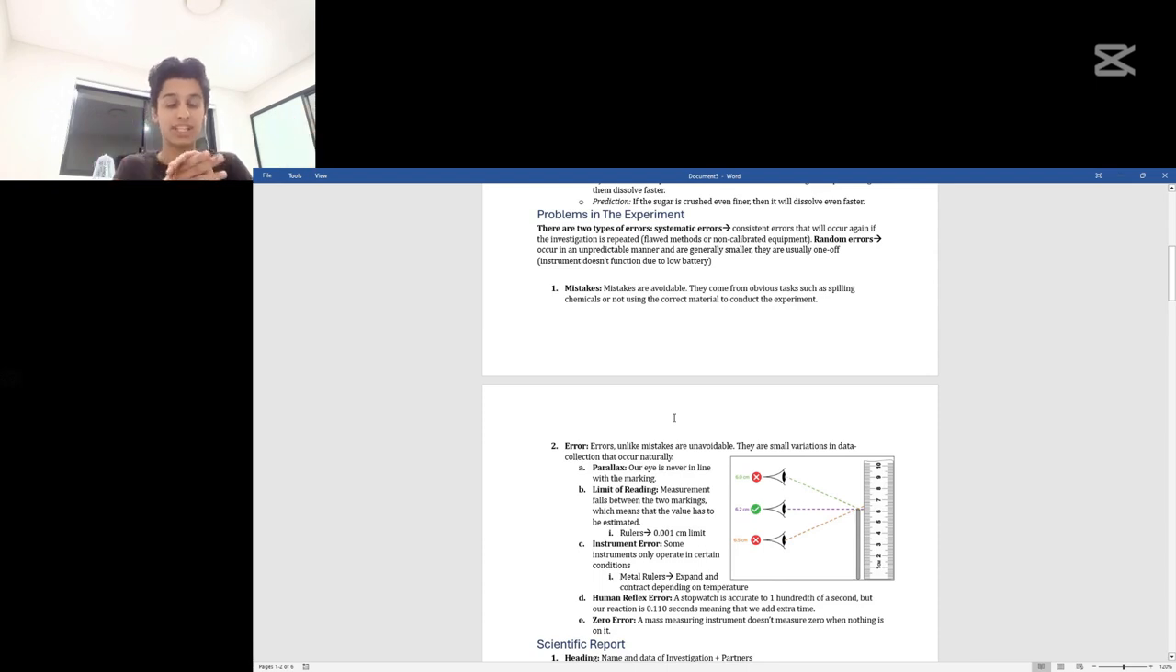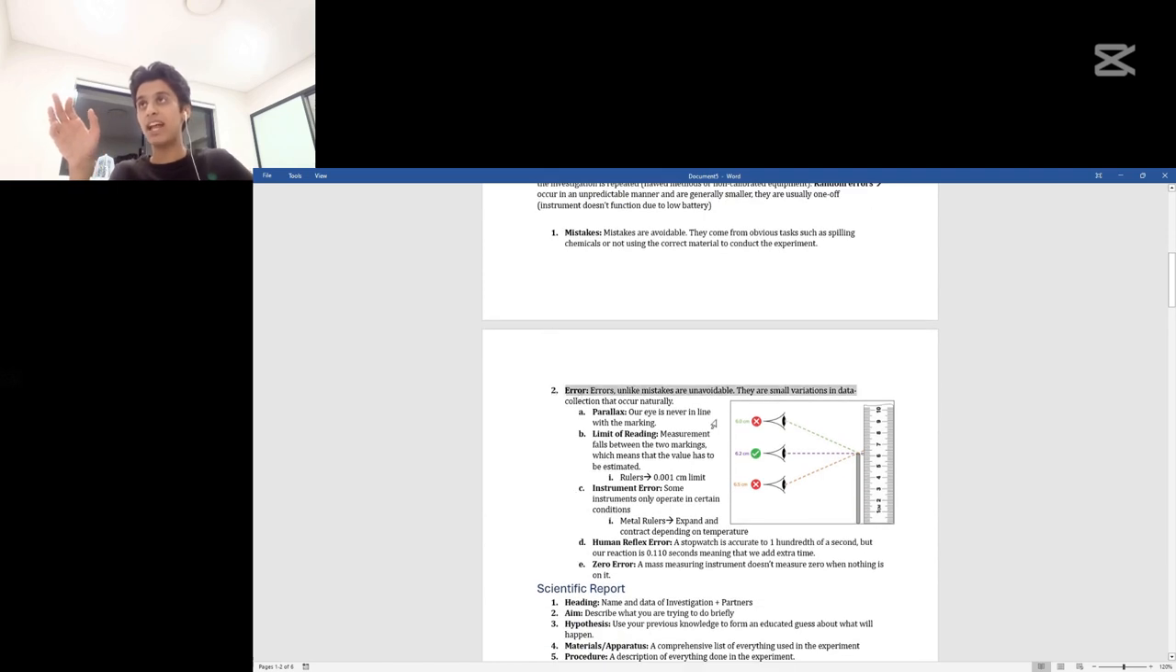If you spill a chemical in your experiment, that's something that could have been avoided if you took the precautions or if you were more careful. And so that is a mistake. Errors, on the other hand, unlike mistakes, are unavoidable. There are small variations in data collection that occur naturally, and sometimes they're bound to happen.